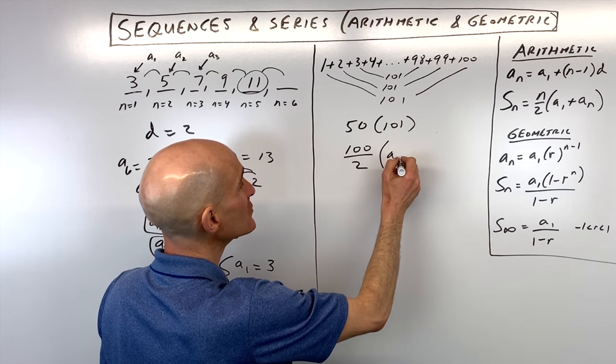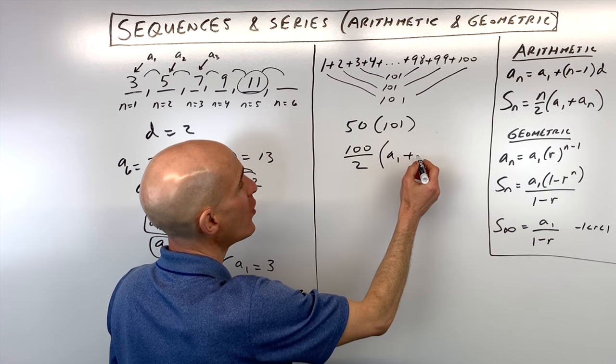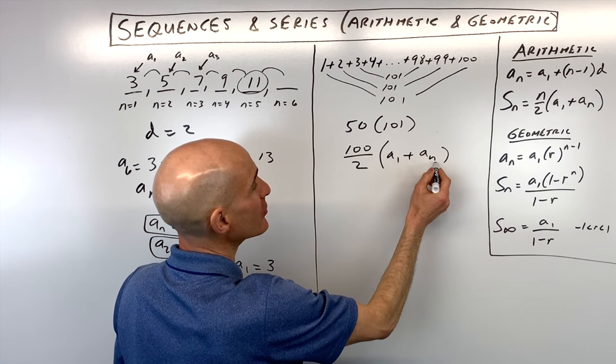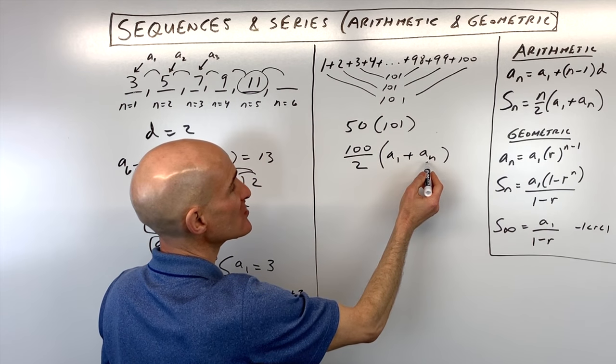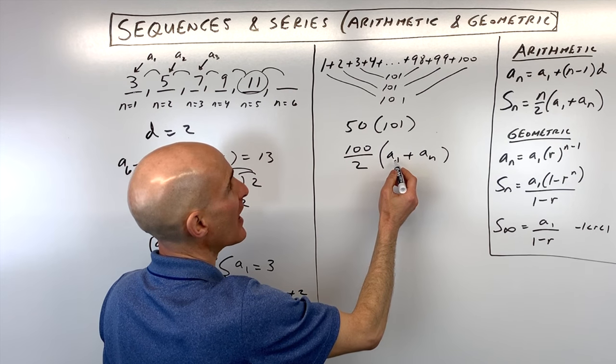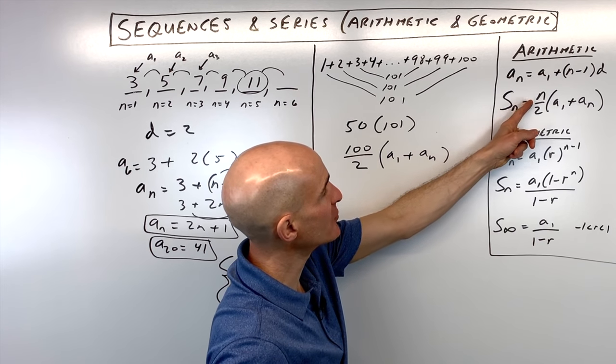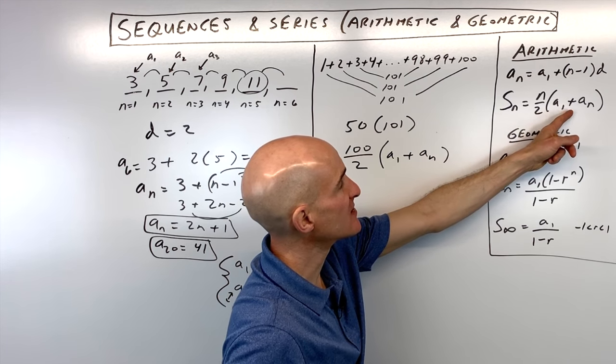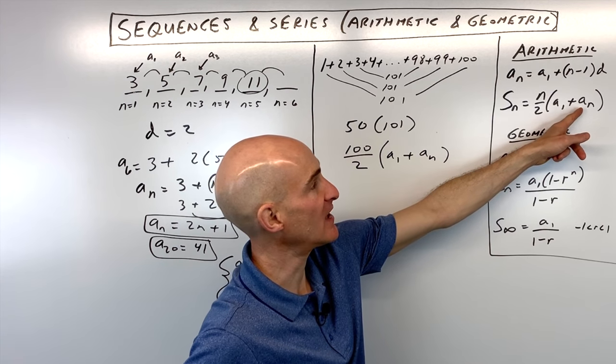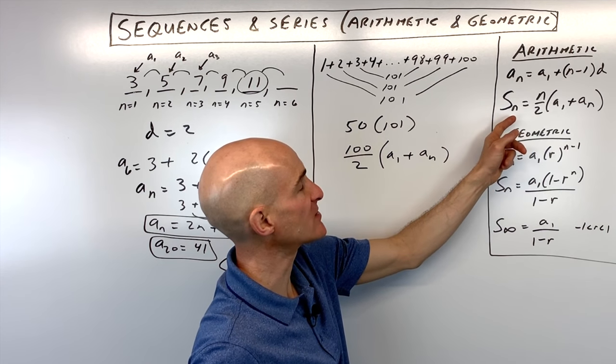And then we took the first term, a sub 1, which is 1, plus the nth term, which is the last term, which is 100, and that's how we got 101. So that's where this formula is coming from. It's the number of terms divided by 2 times the sum of the first term and the last term. Okay, a sub n just means the nth term or the last term.